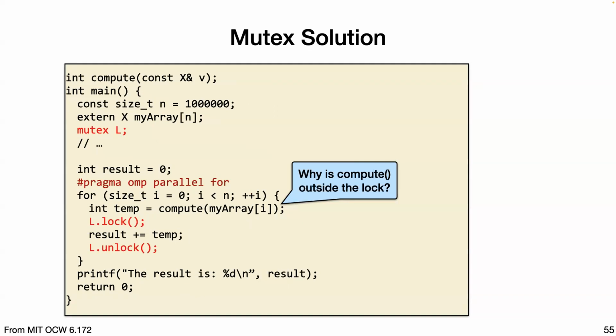And here, this example has pulled compute outside the lock, so it stores it in temp. Why might it do something like that? Before, compute was here, and that's not wrong. Can you think of a reason why? Yes, exactly. You don't have to wait to get the lock to do the compute, so you can do it in parallel, and you want to grab the lock for as short a time as possible.